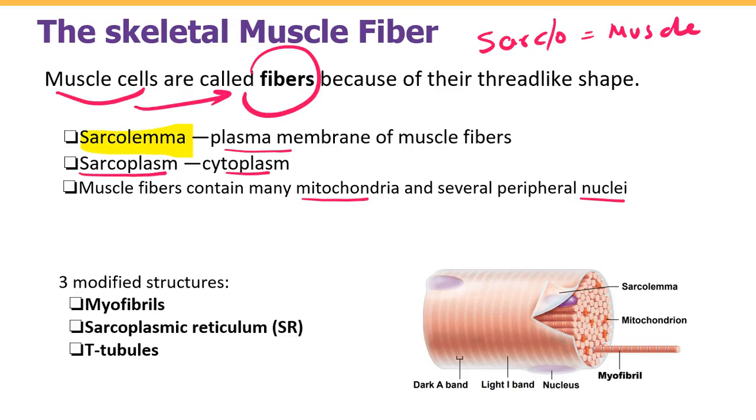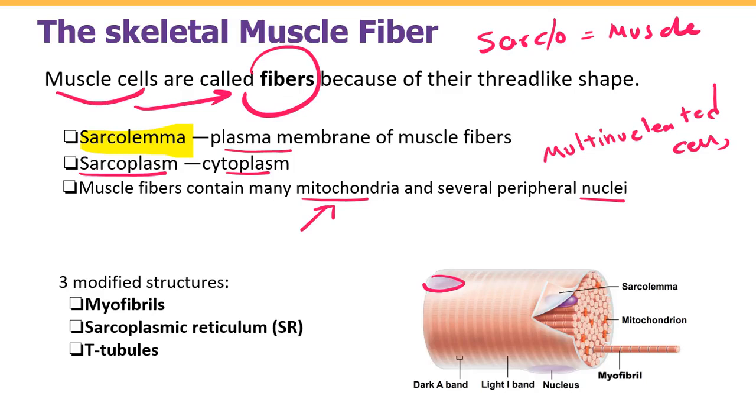The muscle cells need lots of energy for contraction. And guess which organelle should be plentiful inside of the muscle cell? That is correct, the mitochondria. So they have many mitochondria to produce energy for contraction. And because they are so long, they have many nuclei. So they are multinucleated cells. And these nuclei are found along the edges. So we call them peripheral nuclei, as they are found along the ridges of the cell, just under their plasma membrane, under their sarcolemma.